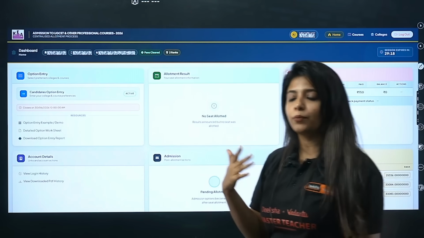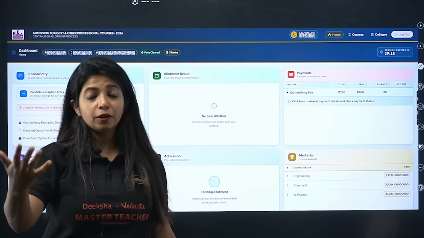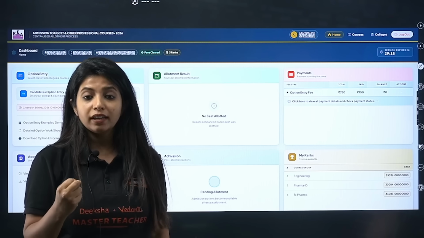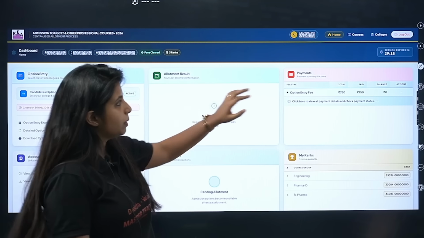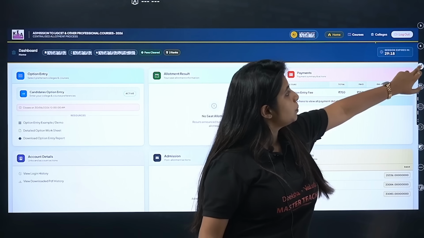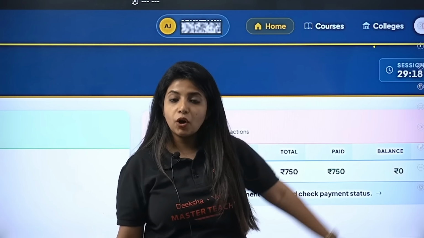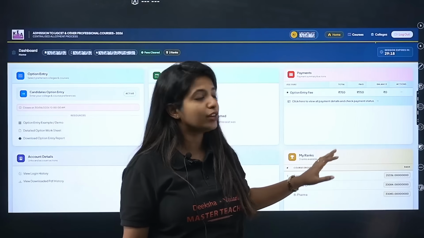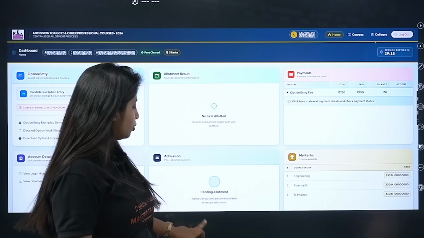And for those of you who probably have not done your option entry list, you have no idea about the option entry process, or you have no idea which college has what code and things like that. Once you log in over here and once you've done the payment at the top, you will be able to see colleges and courses. So colleges has a list of colleges along with their college code.